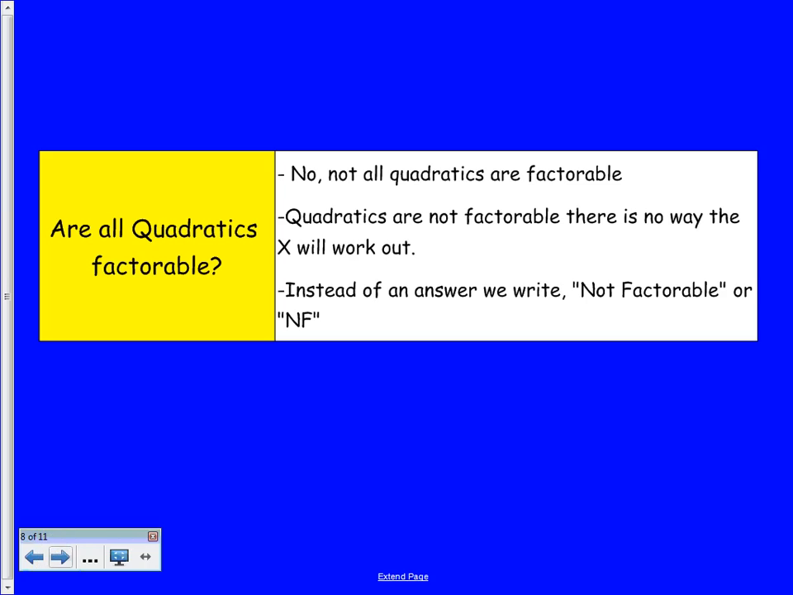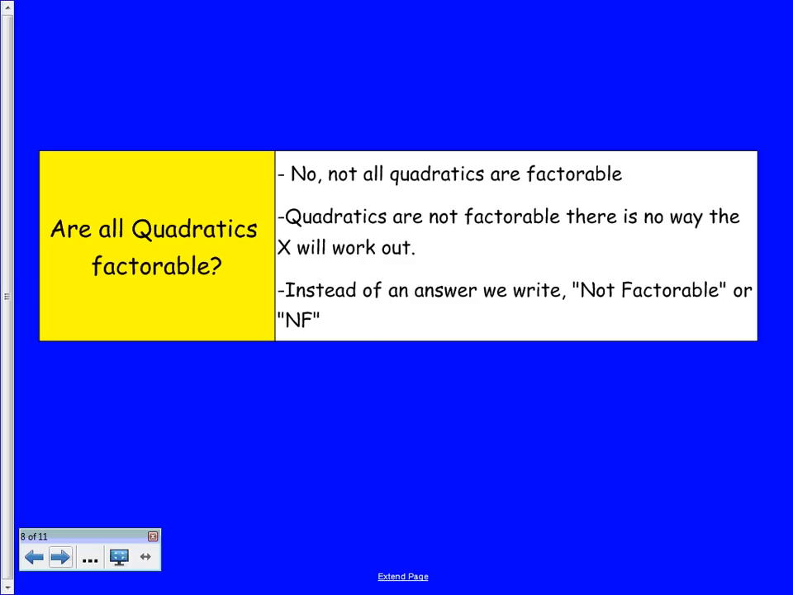All right. Here's a good question. Are all quadratics factorable? Can we solve everything? And the answer is no. We're not going to be able to do everything. Sometimes your x doesn't work. If your x doesn't work, that means the quadratic is not factorable. Quadratics are not factorable if there's no way that the x is going to work. Okay, you've tried everything. You've written out all the factors. You've changed your pluses and minuses, and you still can't get it to work. So instead of writing an answer, writing things out in factored form, we either write not factorable or NF.